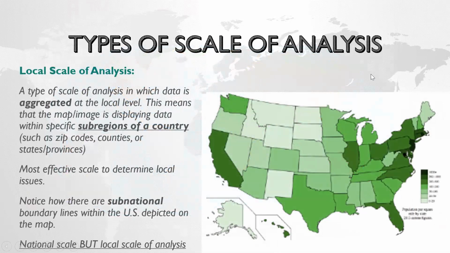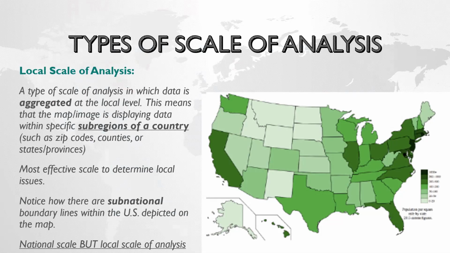And so the fourth type of scale of analysis here is going to be the local scale of analysis, a type of scale of analysis in which data is aggregated at the local level. So this means that the map, the image, is displaying data within specific subregions of a country. If we were looking at the United States, in this case would it be by states? Sometimes it could be by counties, sometimes it could be by zip codes.